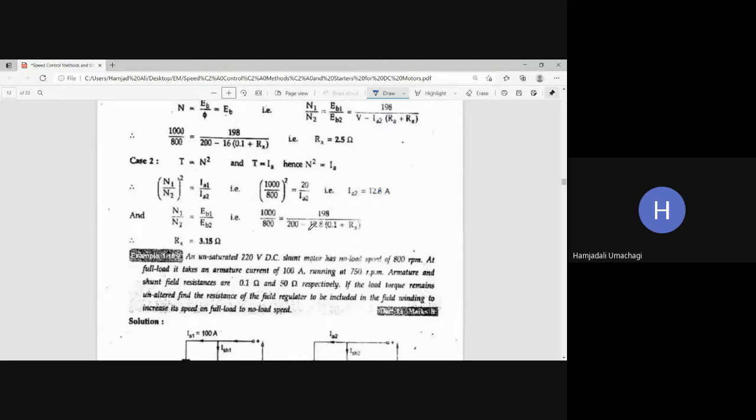And finally, EB2. EB2 means what? Whatever we have written here. EB2 is equal to V minus Ia2 into Ra plus Rx. V is 200, Ia2 is 12.8, Ra is 0.1 and Rx is unknown. So if you solve it, then Rx value will be 3.15 ohms.